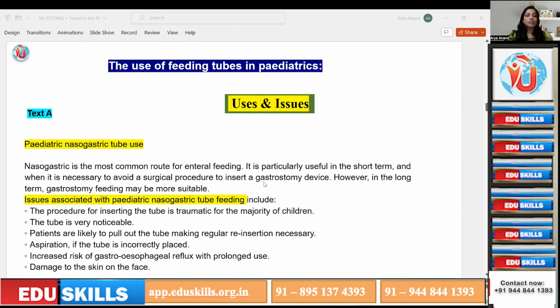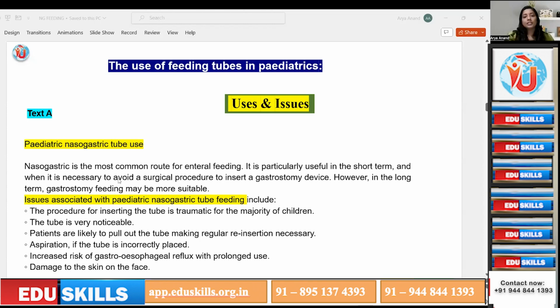Not reading, skimming. It's not a complete reading. Whatever you are seeing at that time, you can just mark. If it is an important thing, you can underline: respiratory device, enteral feeding. Sometimes that will be your answer, sometimes it may not. Then traumatic, gastroesophageal reflux, reinsertion, aspiration, all those things if you want you can underline. Otherwise no need, this is actually enough.